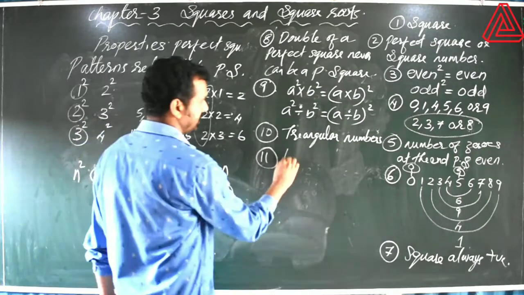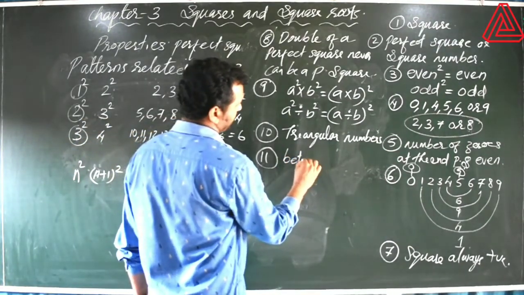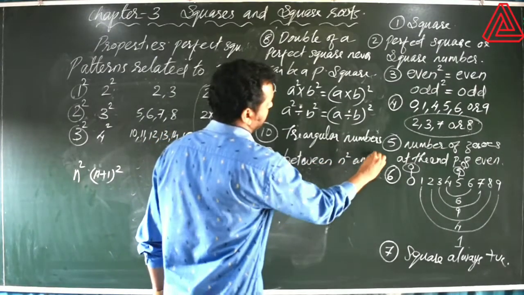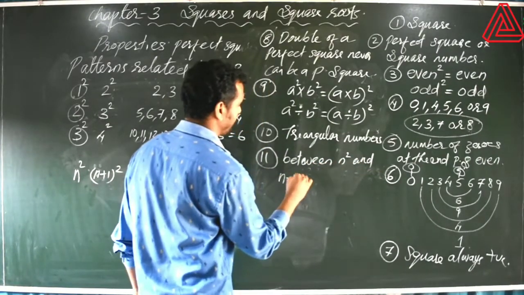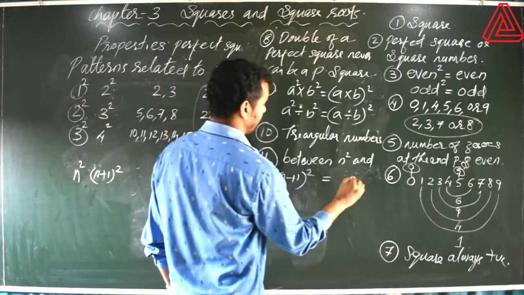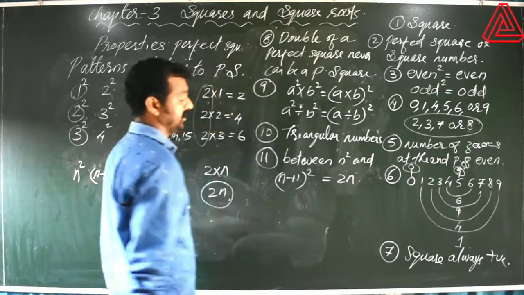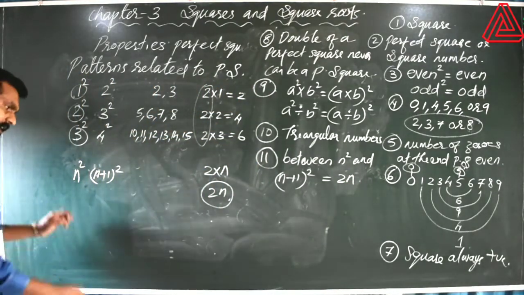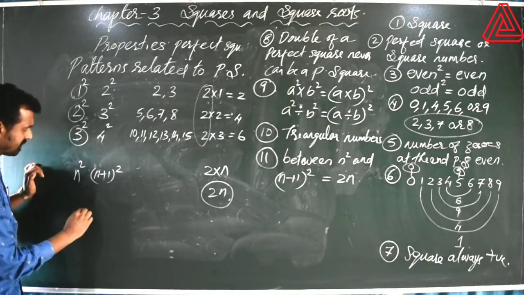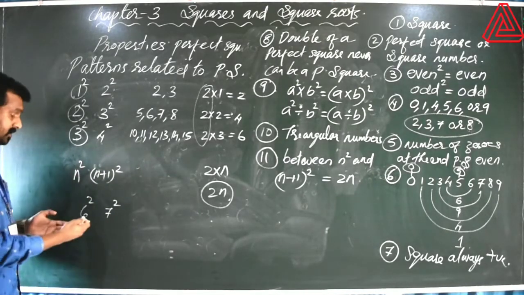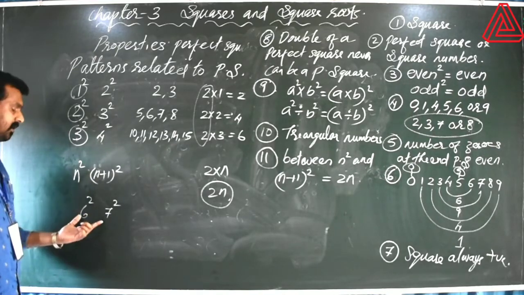So between n square and (n plus 1) square, how many numbers are there? 2n numbers are there. Just an example we can write. Suppose between 6 square and 7 square, how many numbers? Counting is not possible.